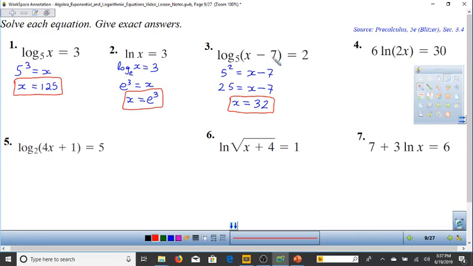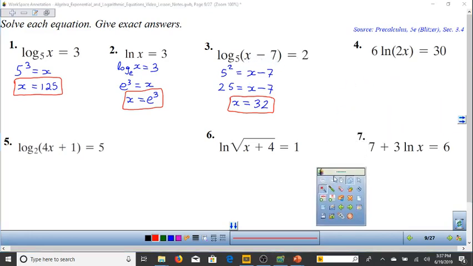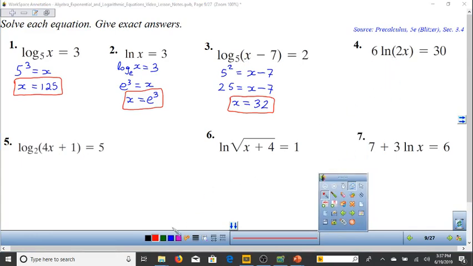32 minus 7 is 25. Log base 5 of 25 is 2. Then for this one, we're going to solve by first getting rid of the weakest link, which is to divide by the coefficient of the logarithm. So I'm going to divide by 6. And when I divide both sides by 6, I get natural log of 2x is equal to 5.